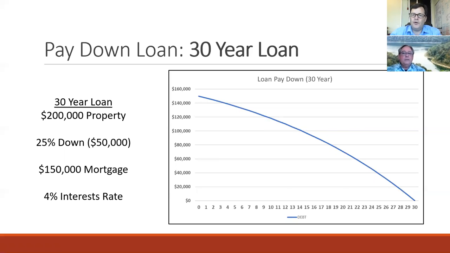Now, paying down a 30-year loan over time as the loan decreases, here we're using an example of a $200,000 property with $50,000 down or 25% down. And therefore your mortgage is at 4% interest and it's $150,000. You can see you start out at $150,000 and over 30 years it pays itself off.